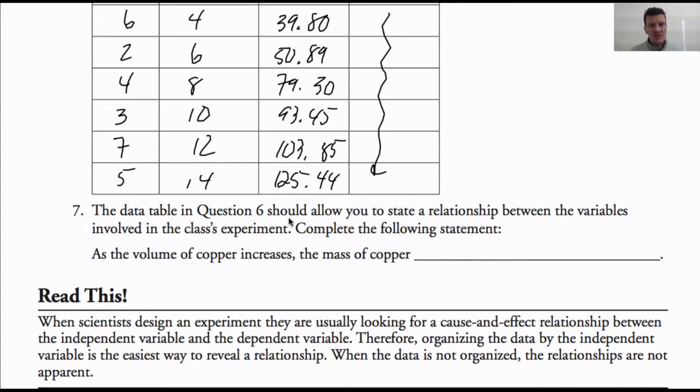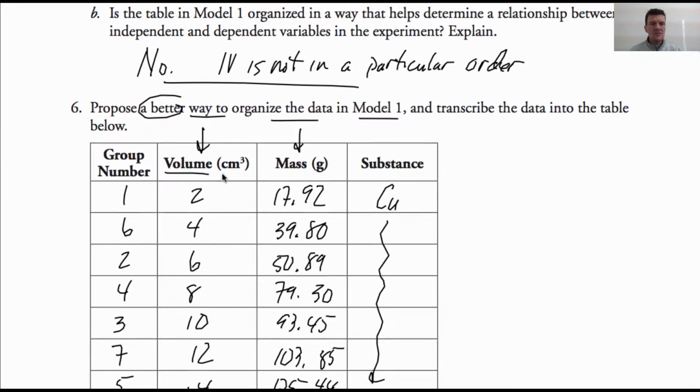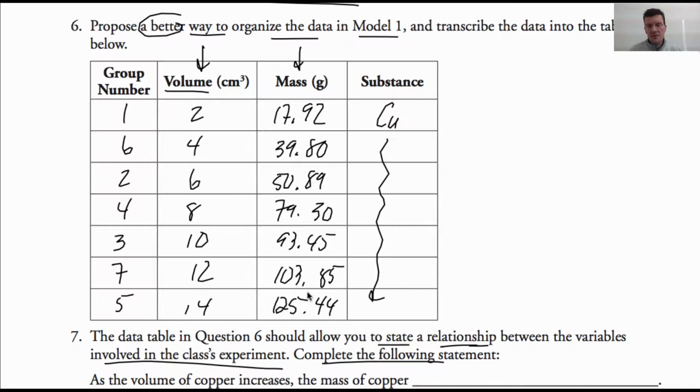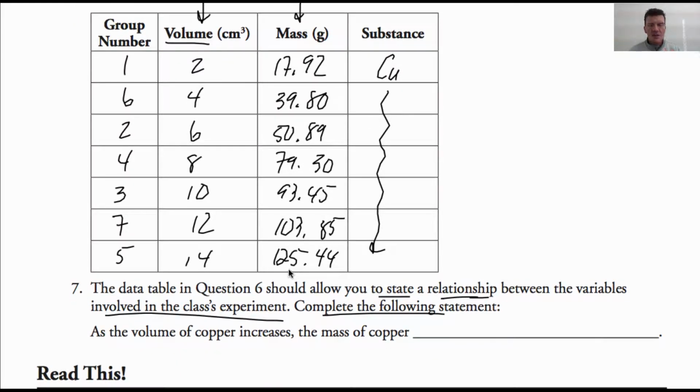The data table in question 6 should allow you to state a relationship between the variables involved in the class's experiment. So complete the following statement. Now we see here, if you look, now we can see as volume increases, yes, mass is going to increase. We can make a statement just that simple right now, just by looking at the data the way it is organized now. As the volume of copper increases, the mass of copper increases as well. Okay, we don't have a particular formula right now, but we're just looking at, is it a direct relationship? As one increases, does the other increase? Or is it an indirect relationship? As one increases, the other decreases.